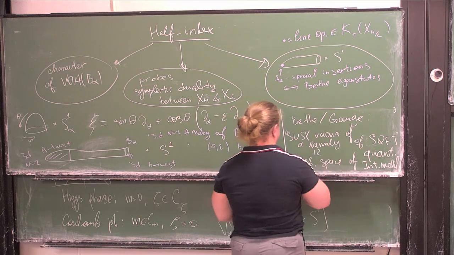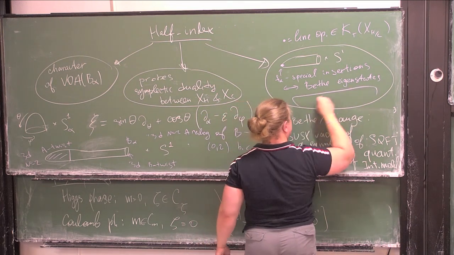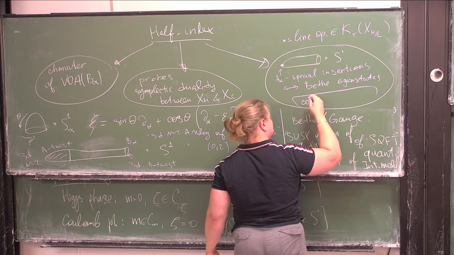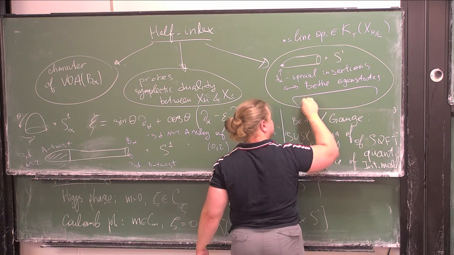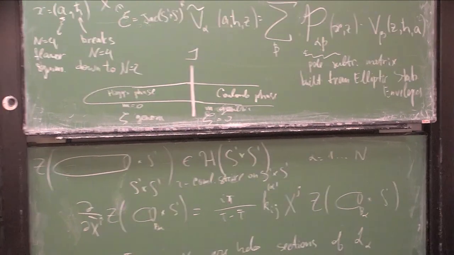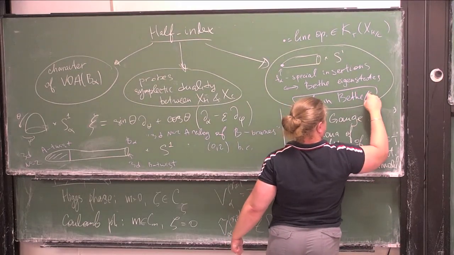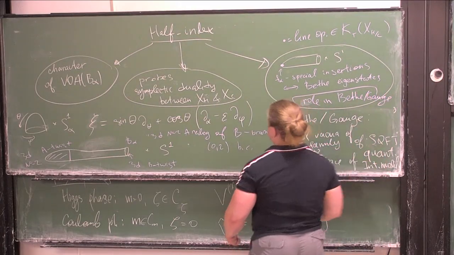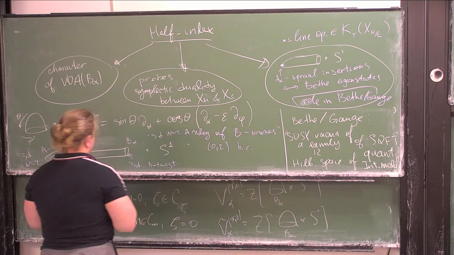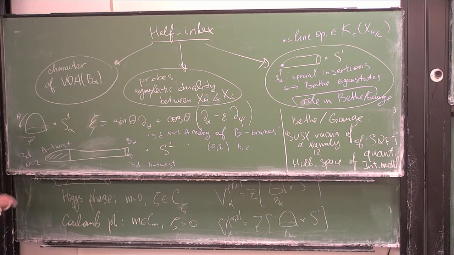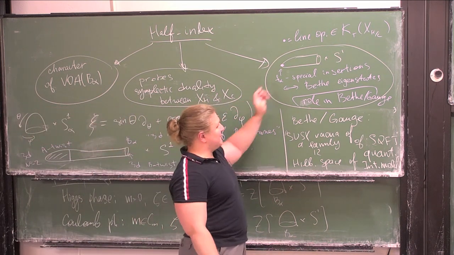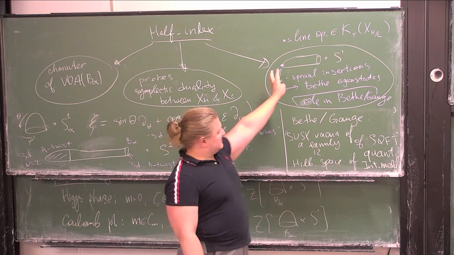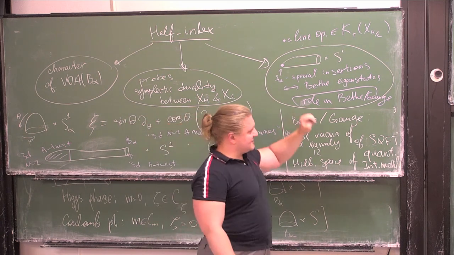So the third row is really its role in Bethe gauge correspondence. So these are the three roles. I didn't have time to talk about the first one, where it's a character of vertex algebra. I ran out of time, so couldn't really talk about the third one either, where it produces Bethe eigenstates in the Bethe gauge correspondence.